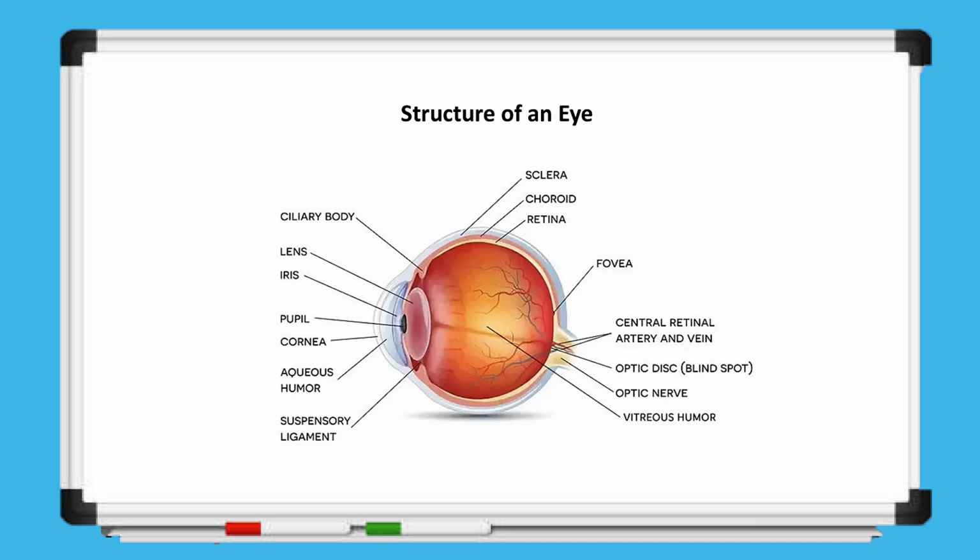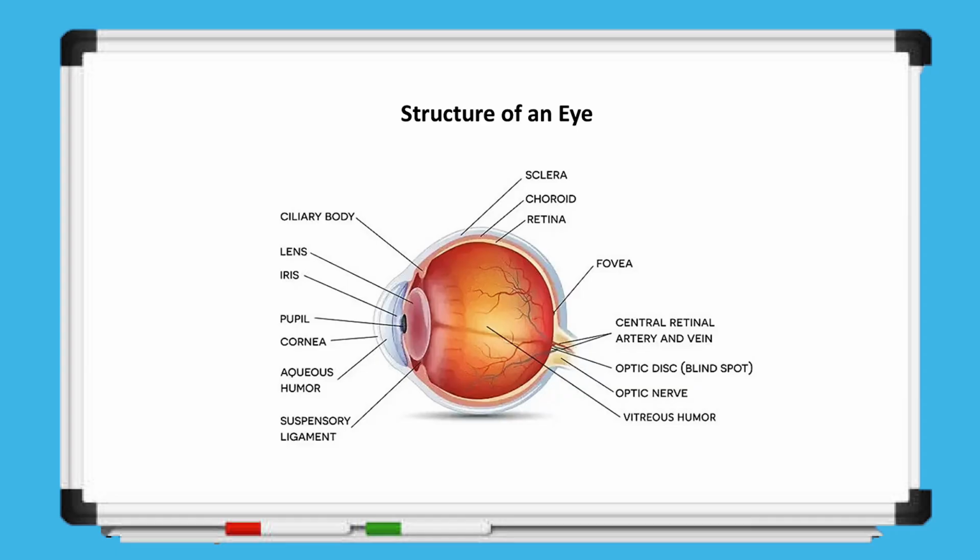First, the ciliary body is located just behind the iris. It contains ciliary muscles that control the shape of the lens, helping us focus on objects at different distances. The lens itself is a transparent, flexible, biconvex structure positioned right behind the iris and pupil. Its main job is to bend light so it focuses accurately on the retina.